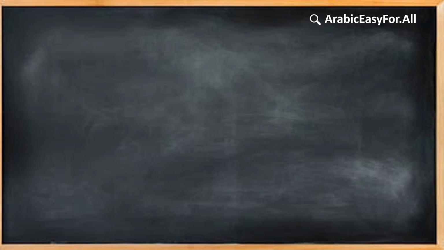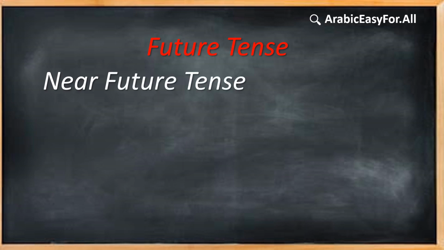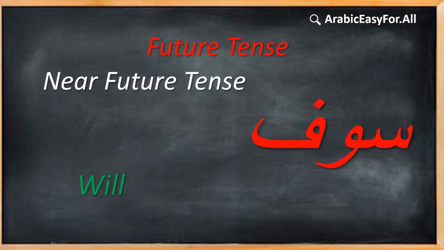How to form the simple future tense? We have in fact two ways to do so. 1. When the simple future tense is near. To express near future tense in Arabic, we use the word سوف, which is the equivalent in English to will or shall.